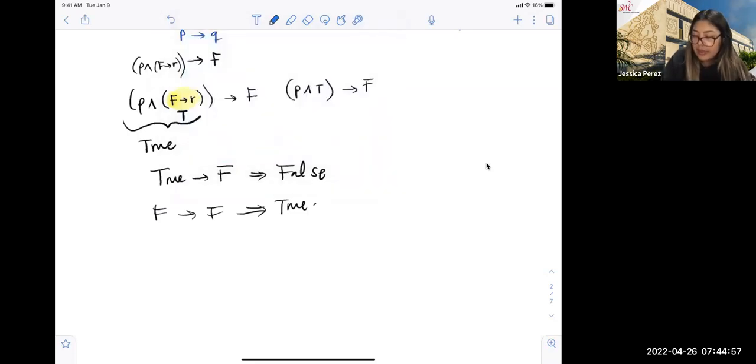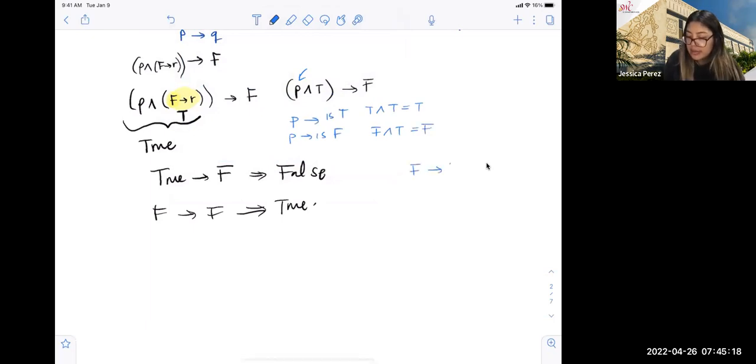then we have that either P, so what you're doing in this problem is you're studying the different cases you can have. If P is true, T and T implies a T. If P is false, you have false and true implies a false. So when you have false implies false, you get true. And if you have true implies false, you get a false.